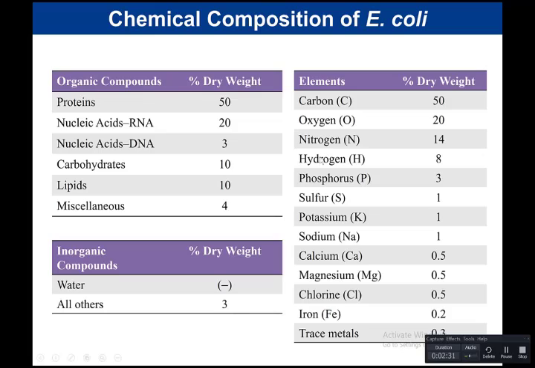If we look at the elements that are required, notice the big four: carbon, oxygen, nitrogen, and hydrogen. And then we start to get micronutrients, which are required in smaller amounts. So again, like iron, sodium, potassium, etc. And then trace metals would be only 0.3%.